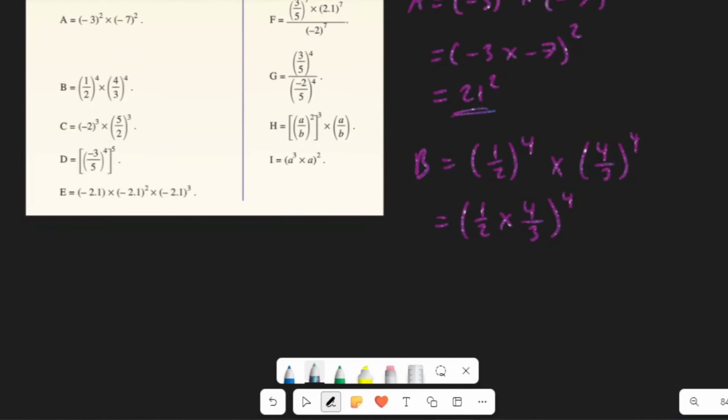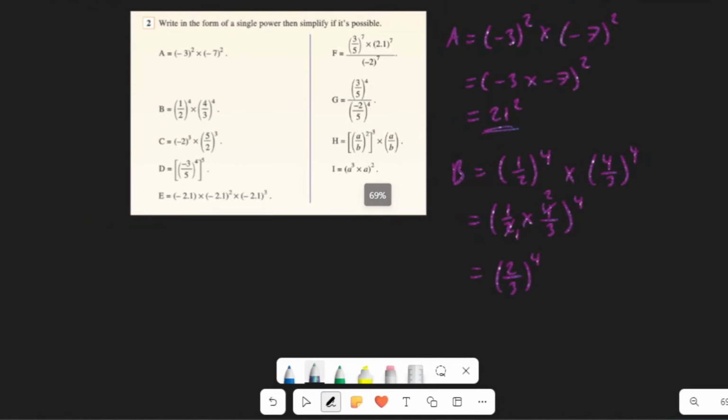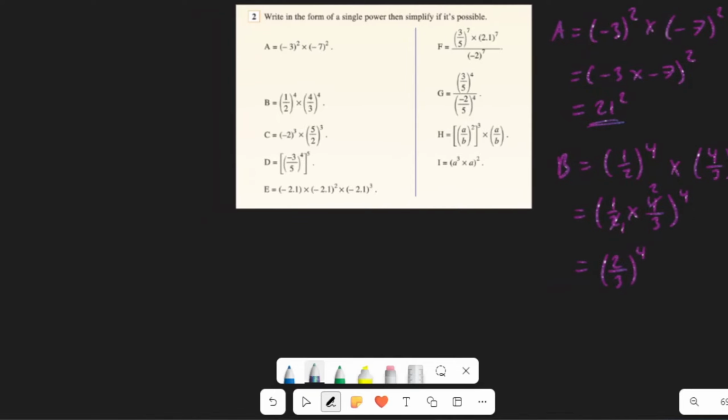To simplify this, you can cross simplify. So 2 and 4, here you get 1 and here you get 2. That's a trick if you didn't know it. Now that's easy to simplify. You have 1 multiplied by 2 over 3, which is 2 over 3, all to the power of 4. Now that we have that covered, let's move on to part C.